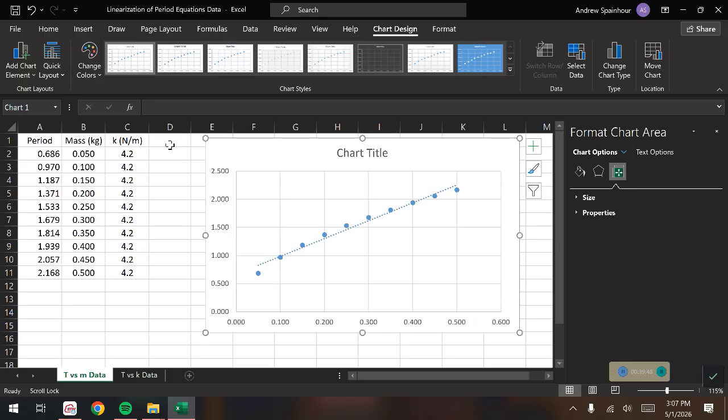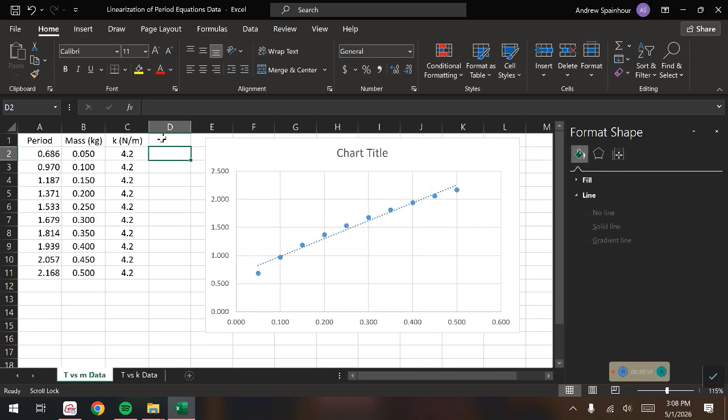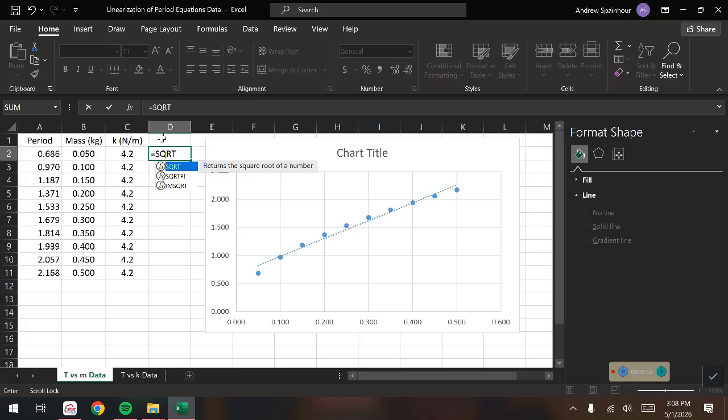And if it was a square root function, what would you graph instead? You graph the square root of mass.